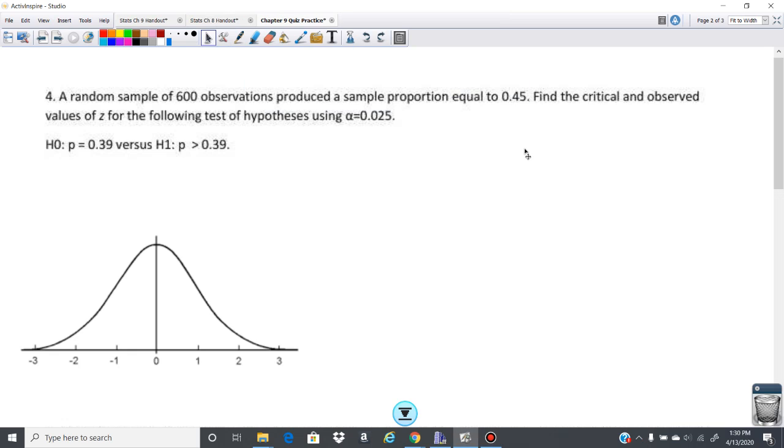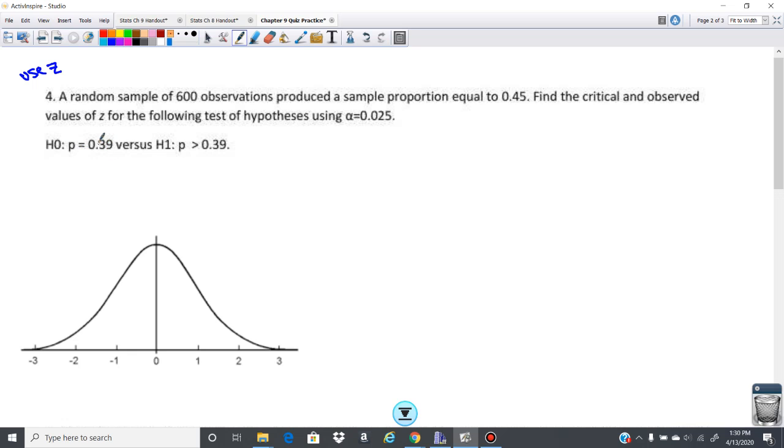All right, next problem. We have a random sample of 600 observations that produced a sample proportion equal to 0.45. Find the critical and observed values for Z for the following test of hypothesis using a significance level of 0.025. So this is a proportion, so we're going to use Z here. Let's go ahead and write that down. Okay, let's see what we've got.